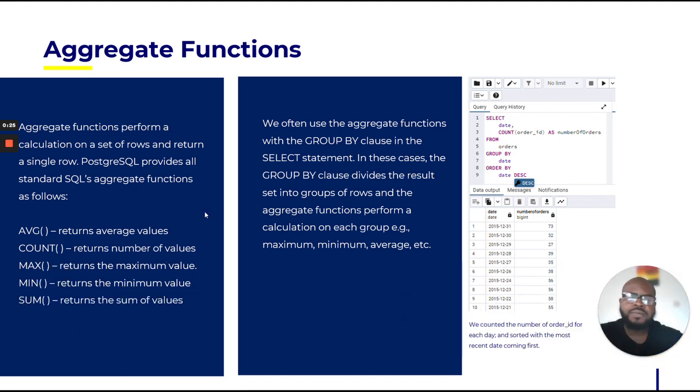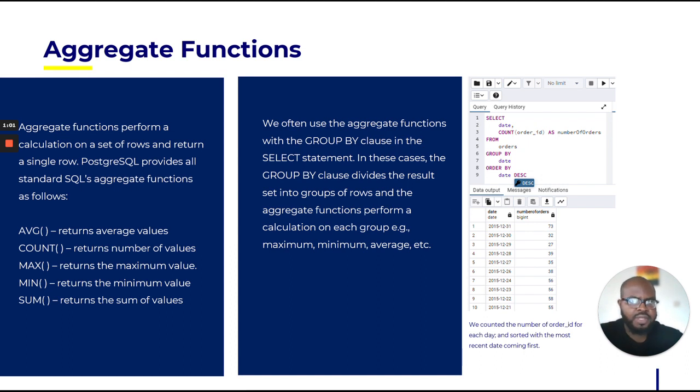Aggregate functions perform calculations on a set of rows and return a single row, just like a summary of those set of rows. We'll be looking at about five types of aggregate functions. The average function returns the average value of the set of rows. Count returns the number of values. The max returns the maximum value in a set of rows. The min returns the minimum value, and sum returns the sum of values.